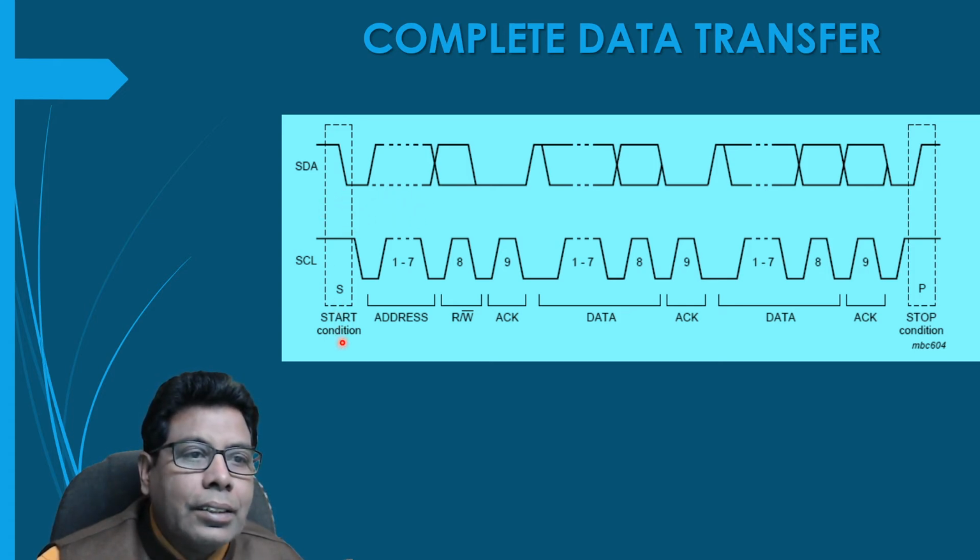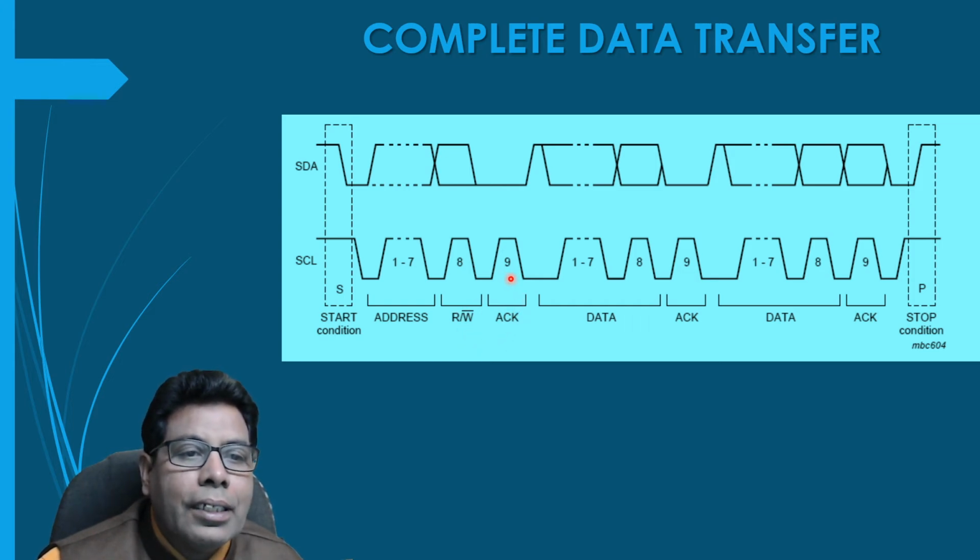So this is the start condition. In the start condition we have SDA and SCL. SDA is going from high to low, and at that time the serial clock is high. So that is the start condition. Once this is achieved, we send the address. So bits 1 to 7 are the 7-bit address, and the 8th bit is the RW bar. In this case, if it is 0, it is the write operation.